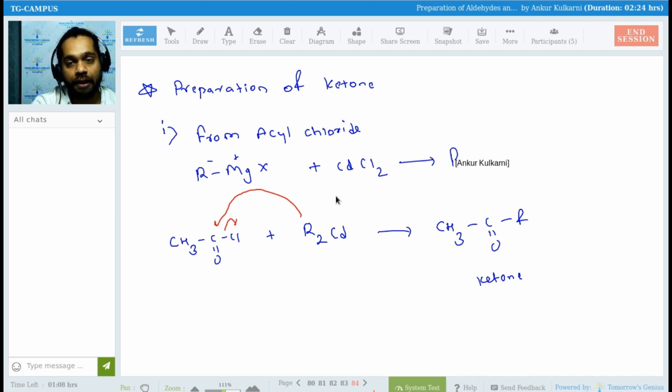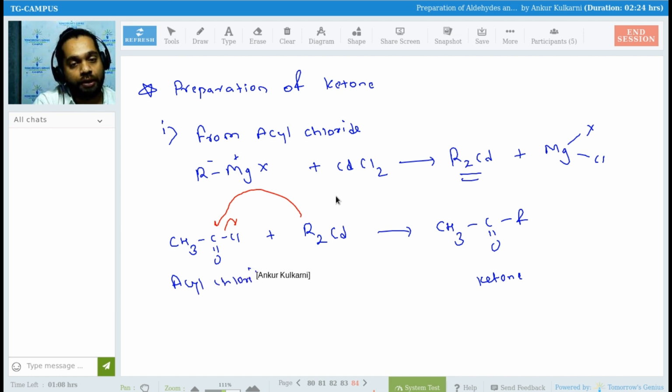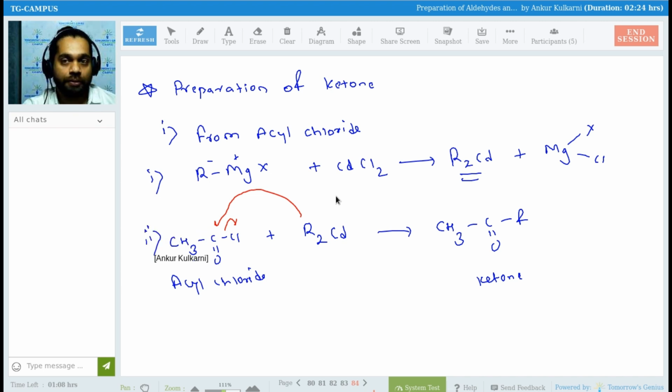So what I'll get? I'll get an alkyl cadmium plus MgXCl. Are you getting it, Kevin, Prashanti? Okay. So that is how you get an alkyl cadmium. Then alkyl cadmium, you use it on acyl chloride to get a ketone. So this is your step 1. This is your step 2. Come on, write it down.